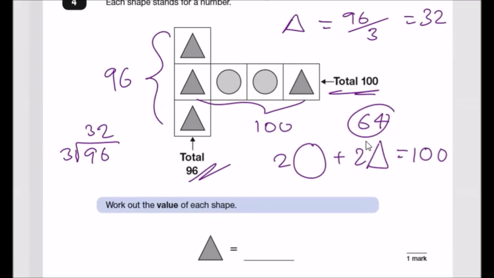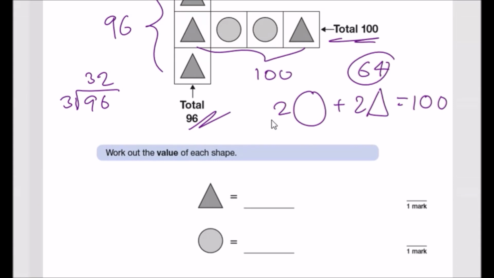So if we remove the 2 triangles, we need to remove 64. In your working out, 100 take away 64, what does that give us? If you know your number bonds, you can do it mentally, and this should give you 36. If you're not sure, you have to do some borrowing. Borrow from the 0 you can't, so borrow from the 1, which becomes 0, then this becomes a 10. Borrow from the 10, it becomes a 9, and this one becomes a 10. So 10 take away 4 is 6, 9 take away 6 is 3, and that gives you 36.